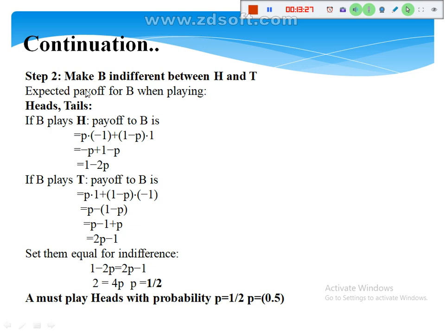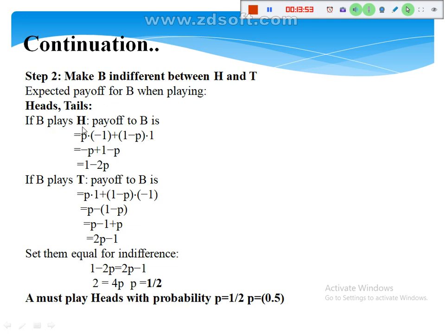Similarly, step 2. First, in step 1, we made A indifferent between H and T. Step 2 is make B indifferent between H and T. Okay. So now the expected payoff for B. In step 1 we calculated the expected payoff for A. In step 2 we are going to calculate the expected payoff for B when playing heads and tails.